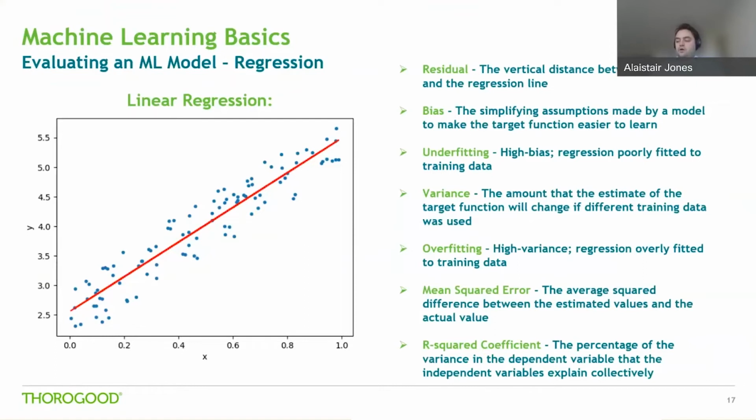Our model could contain bias and underfit, where the model is poorly fitted to the data, or variance and overfit, where the regression is modeled too specifically to fit the training data and isn't appropriate for use on other data sets. During today's demo, we'll be looking at a regression model, in fact. So you'll hear a bit more about evaluating a regression model from Manny shortly.